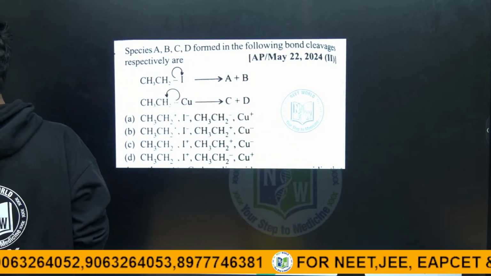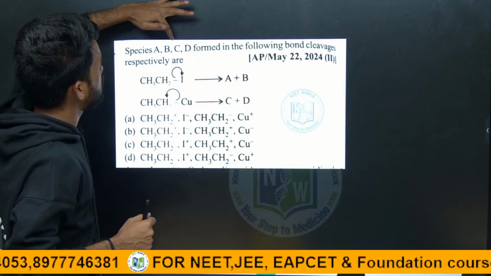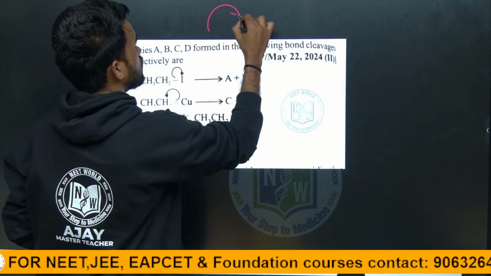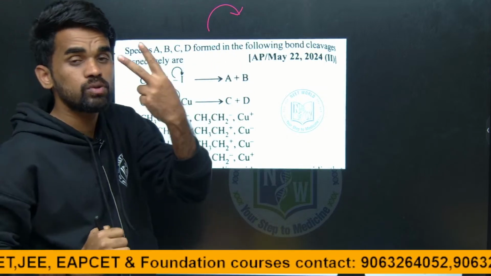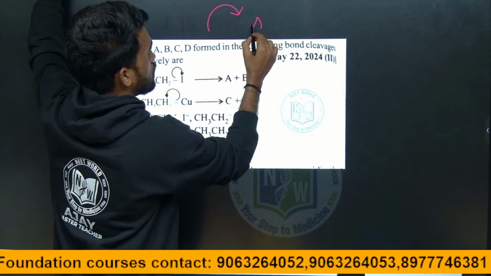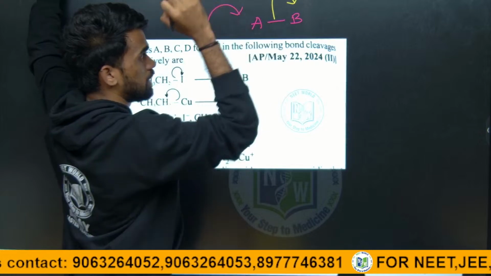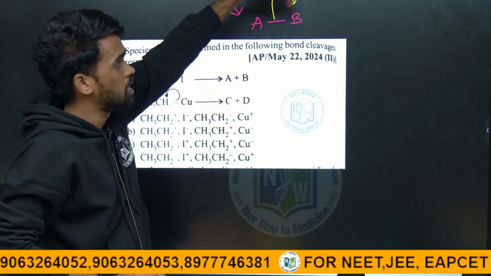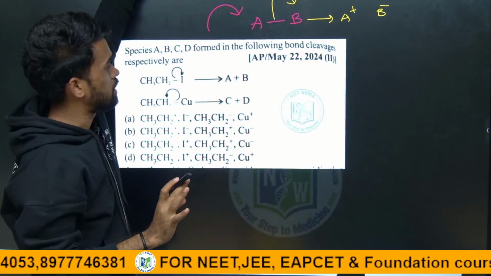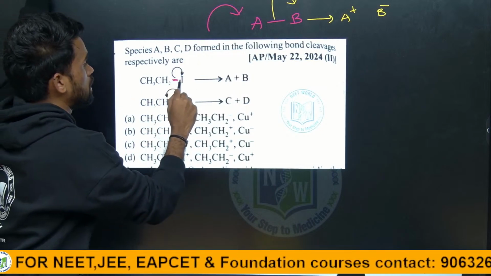So tell me, species A, B, C, D formed in the following bond cleavages. See, this arrow mark represents the movement of two electrons. I mean the movement of a pair of electrons will be shown like this. So for example, A and B have a bond like this. Now the movement of these electrons will be represented like this. Complete electron movement is taking place towards B. Therefore, it creates A plus and B minus. I hope it is clear. Similarly, here they have shown a similar thing. See, this bond is completely moving towards iodine.